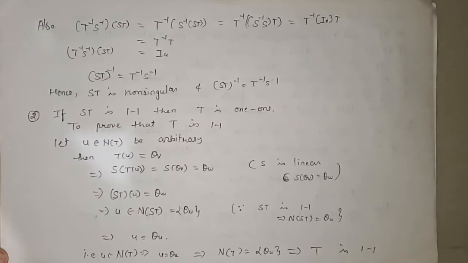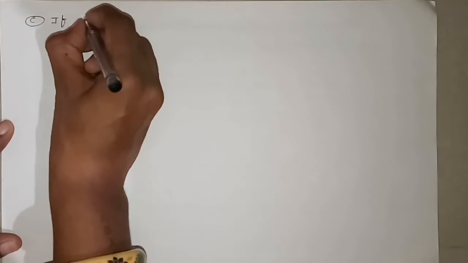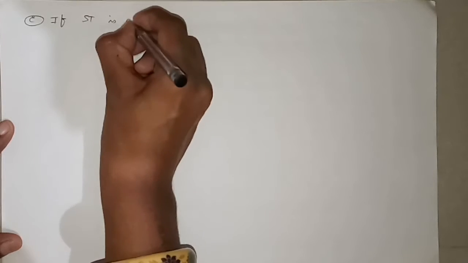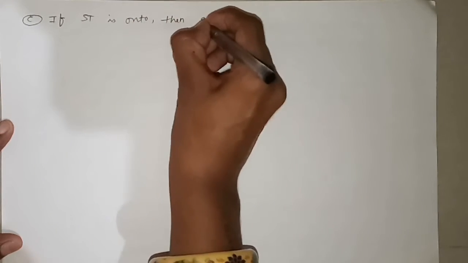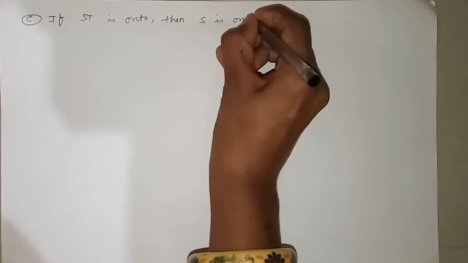So our next part is the third one. If ST is onto, then S is onto.